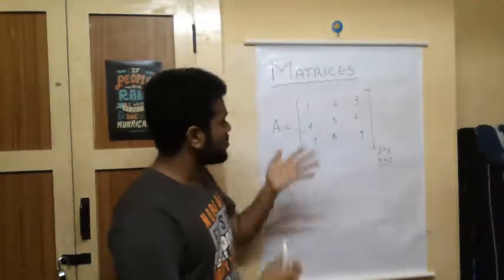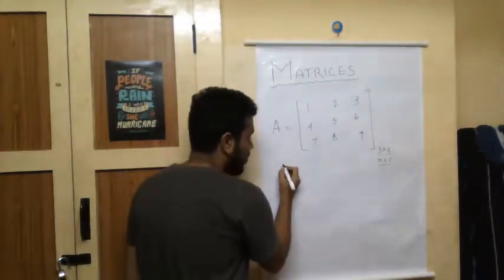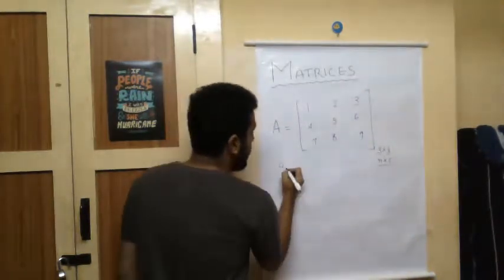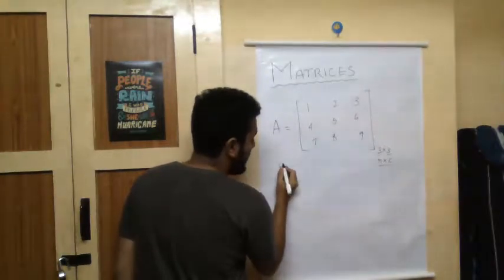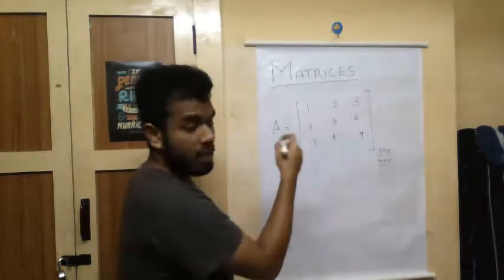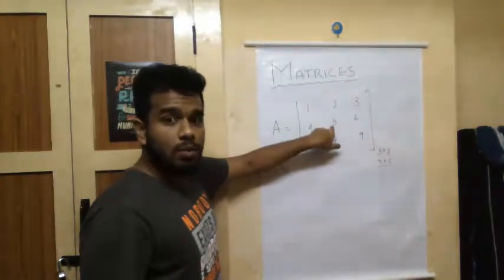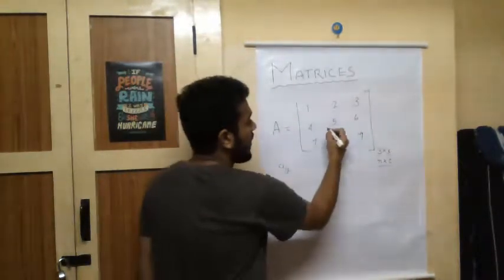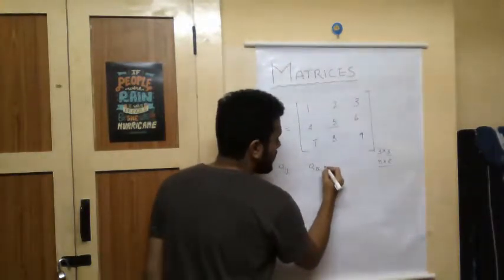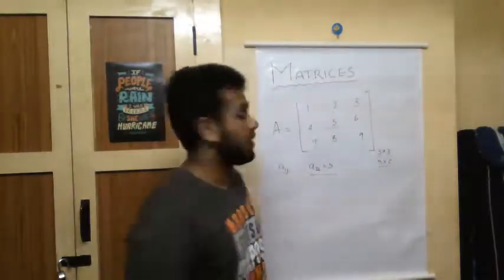This is the general form, and the elements inside the matrices are represented by small letters. Capital A represents the entire matrix, and small a with subscript ij represents a single element in the matrix. Here i represents the row number, and j represents the column number. For example, if you want to represent the 5, it belongs to the second row and second column. So that's a 2 2, which is 5. That's how you proceed.